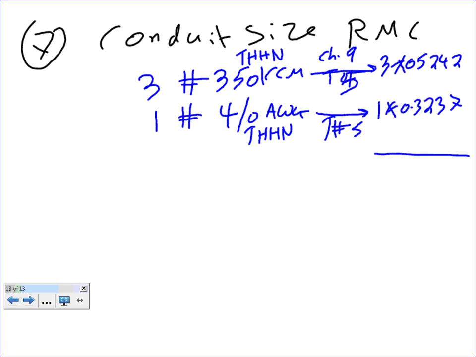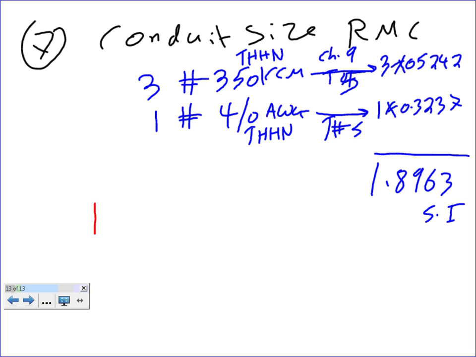You guys want me to do the math too? 3 times 0.5242 plus 0.3237 equals. I have 1.89, 1.8963 square inches. Okay? Anybody, guys, disagree? Anybody did the calculation different?